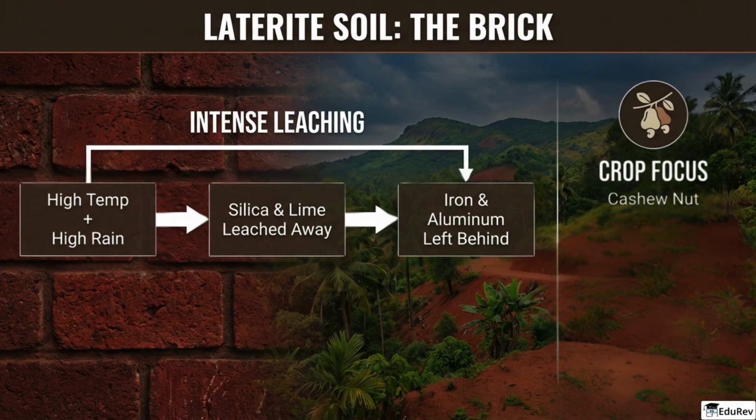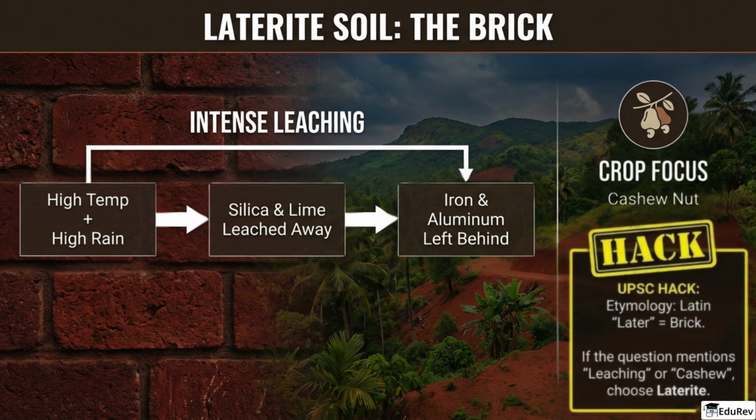The crop focus given here is cashew nut, and that is worth retaining because UPSC often uses crop association as a clue. Even the name helps. The word laterite comes from the Latin later, meaning brick. So whenever the question gives you the combination of leaching, high rainfall, high temperature, iron-aluminium residue, or cashew, the answer should immediately move toward laterite.